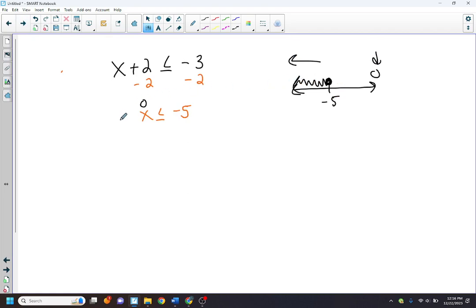Is 0 less than -5 now? No, it's not. So then we got to put it away.